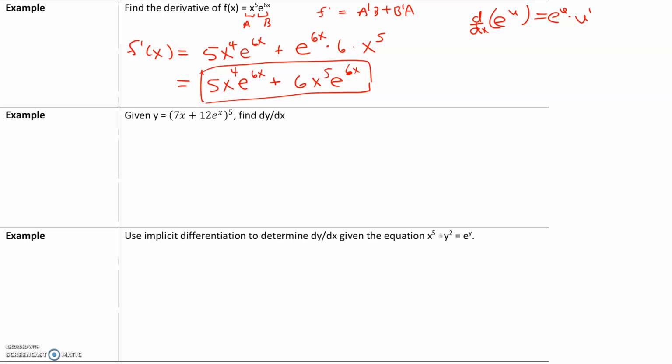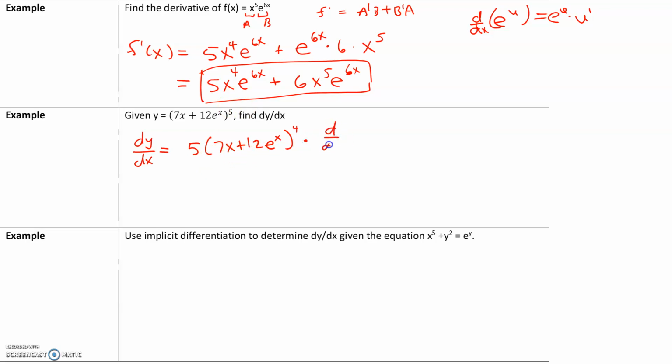Okay, next example, we have 7x plus 12e to the x, to the fifth power. Find dy dx. So dy dx, we take the 5, bring it to the front. So we have 5 times 7x plus 12e to the x raised to the fourth power. But remember, we have to use a chain rule here. If we take a derivative and our parentheses contains x, then we have to take the chain rule. So the 5 comes to the front, the exponent becomes a 4. So it's 5 times 7x plus 12e to the x to the fourth power.